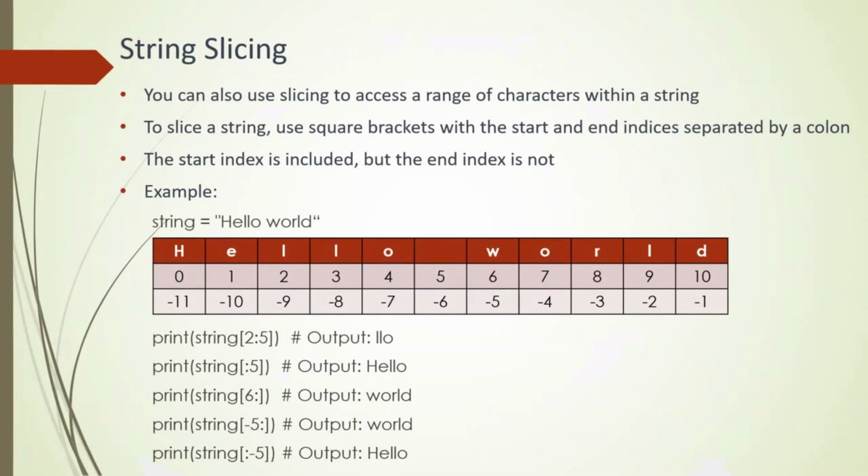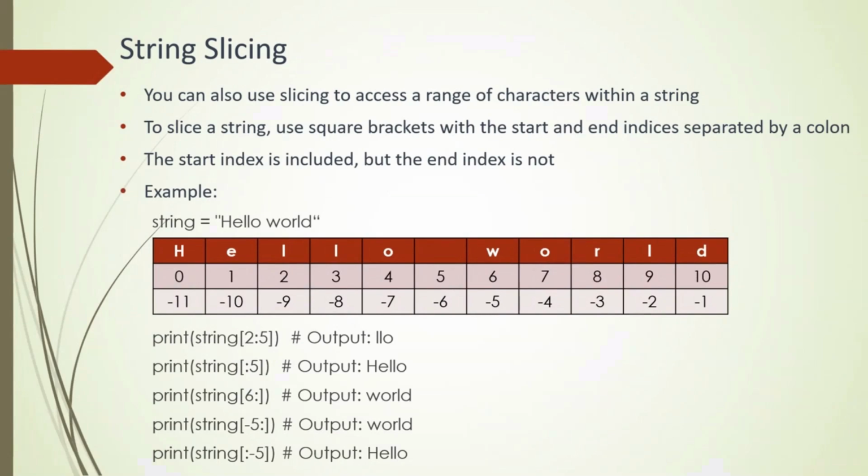You can use slicing to access a range of characters within a string. To slice a string, use square brackets with the start and the end indices separated by colon. The start index is included, but the end index is not. For example, if you want to print the third, fourth, and fifth characters, set the start index to 2 and the end index to 5. The output will be LLO.